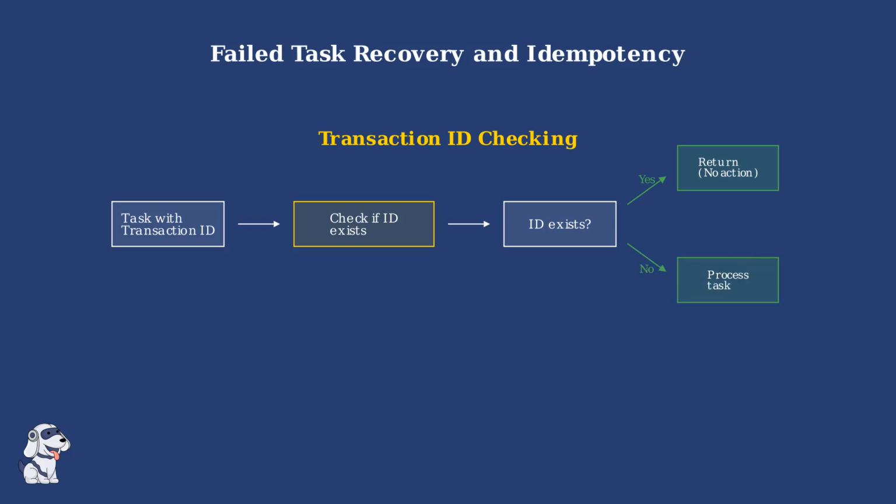Each task includes a unique transaction identifier that the handler can use to determine if the operation has already been completed. This mechanism ensures that even if Cloud Tasks retries a failed task multiple times, the handler will only perform the actual work once. If the transaction ID already exists in the system, the handler simply returns success without repeating the operation. By implementing idempotent task handlers with proper transaction ID checking, you can confidently rely on Cloud Tasks' retry mechanism without worrying about duplicate operations or unintended side effects in your distributed system.